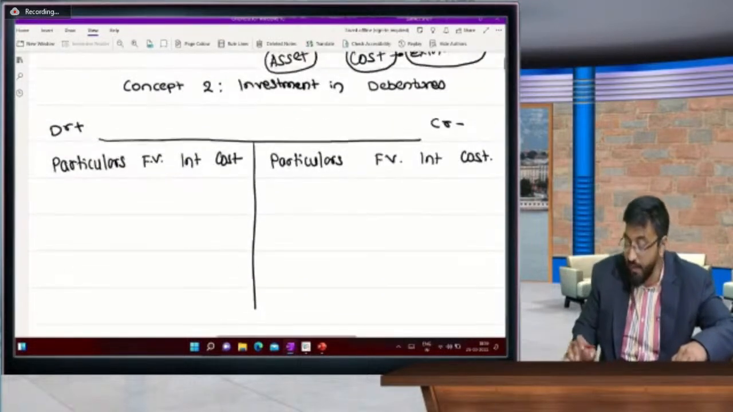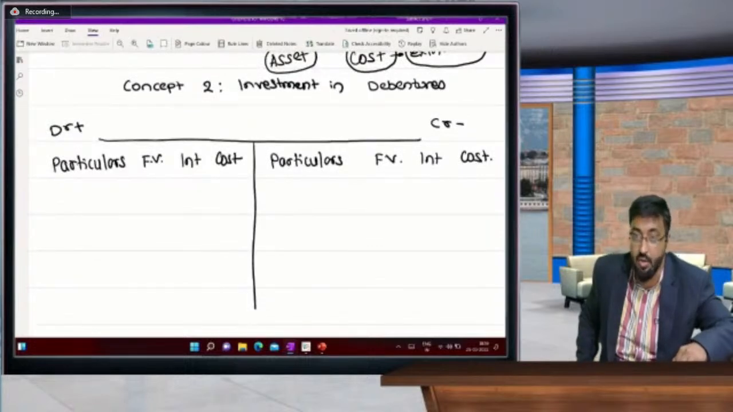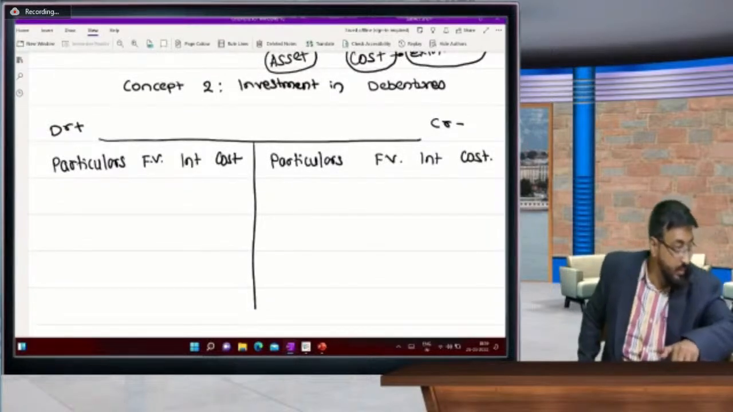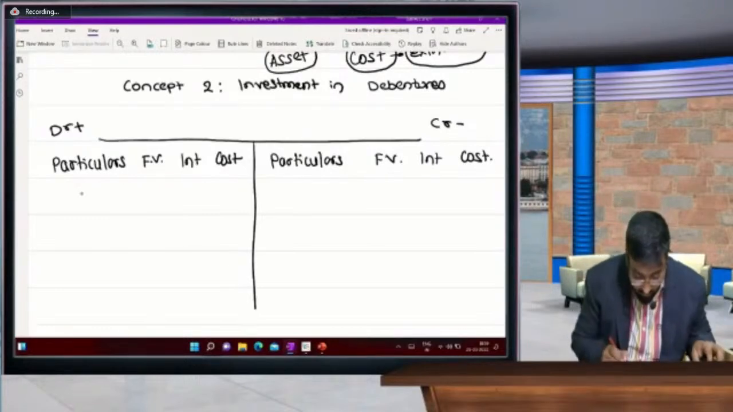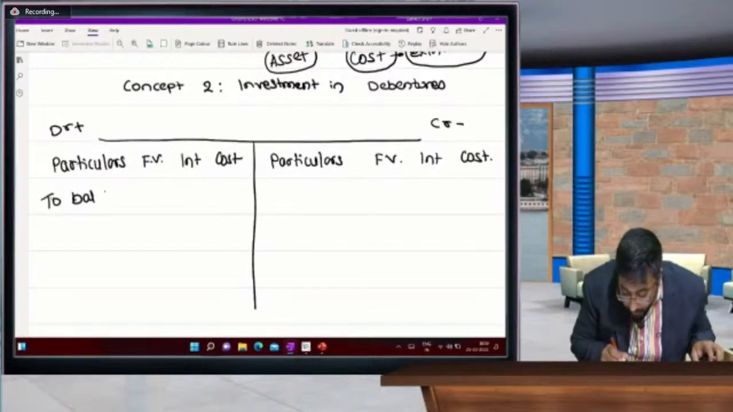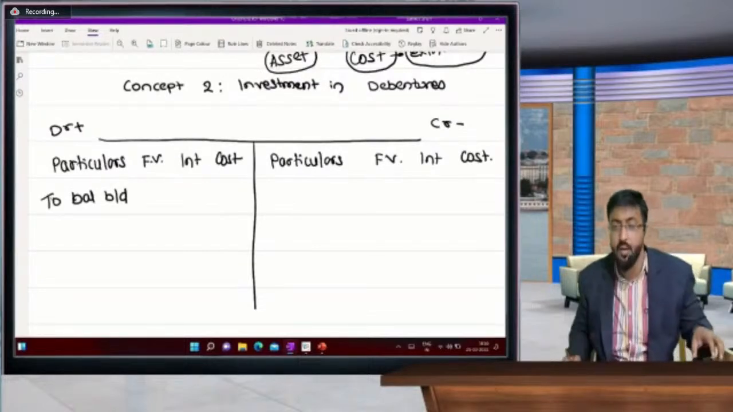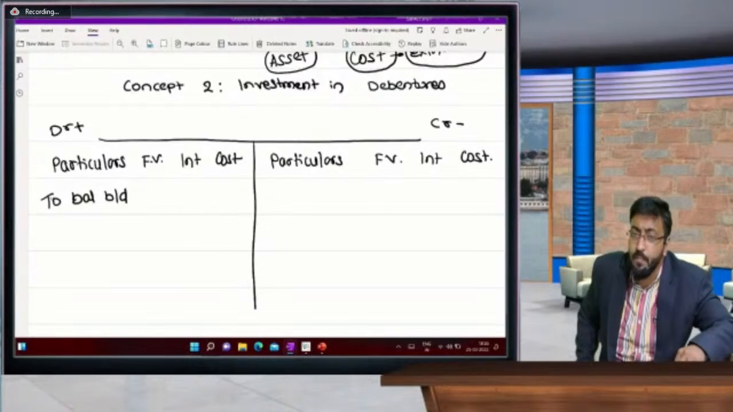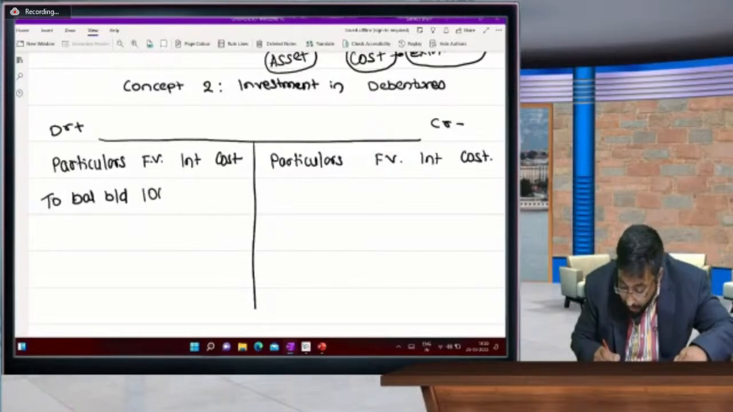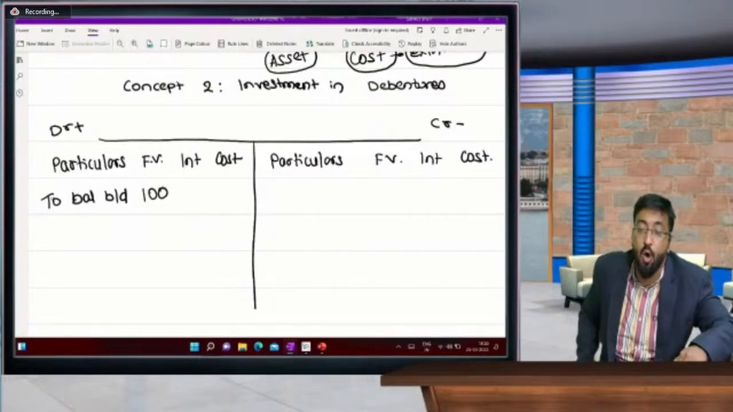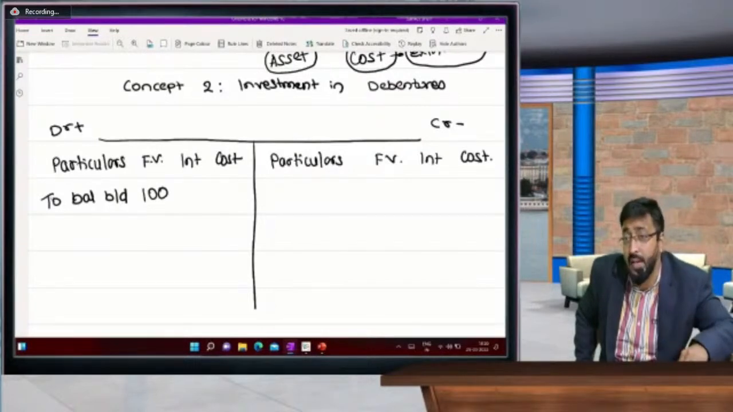So beta, debit plus, credit minus. Okay, next. To balance brought down. Assume I have an investment in debentures, one debenture having a face value of rupees 98.